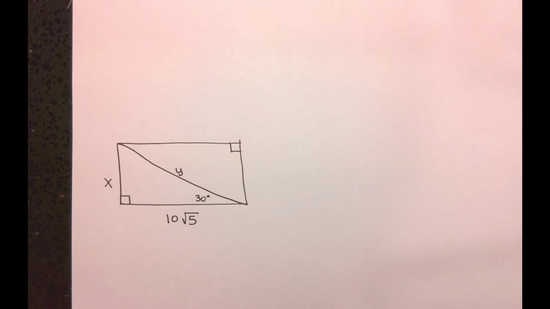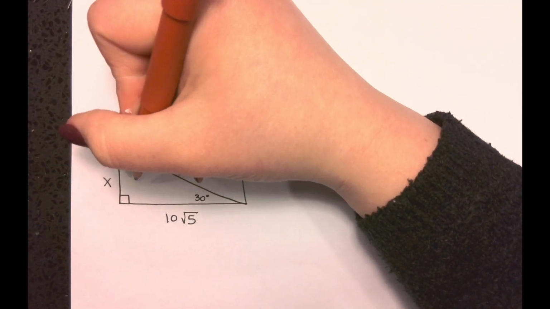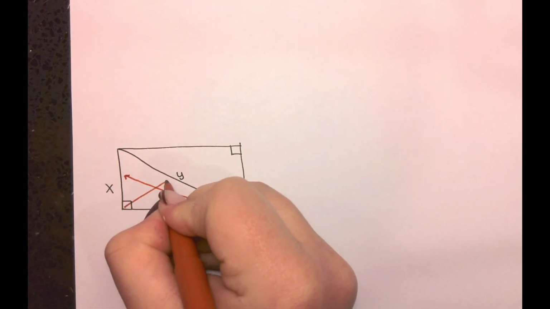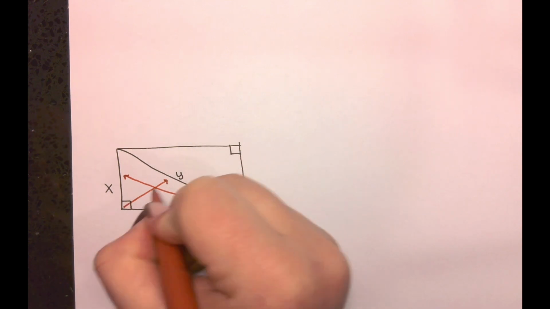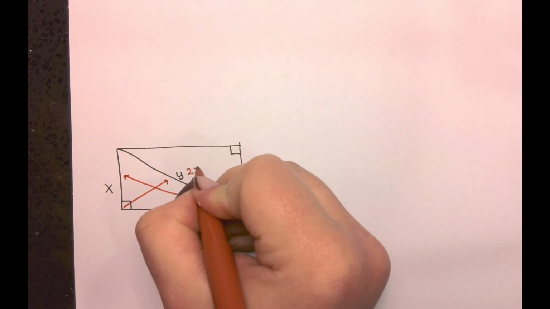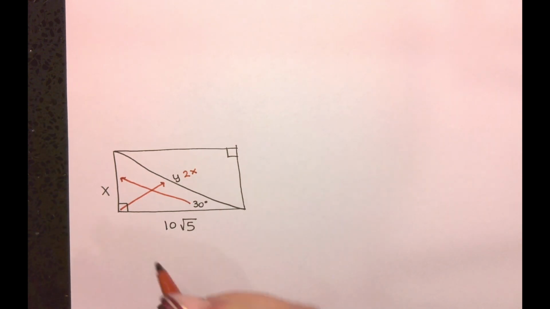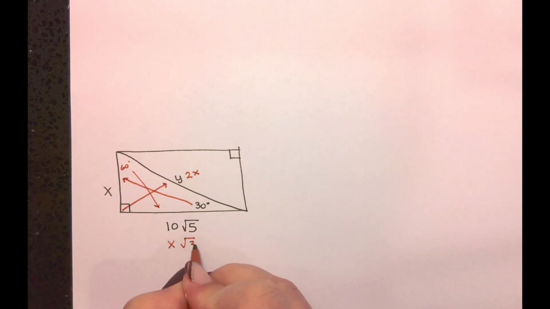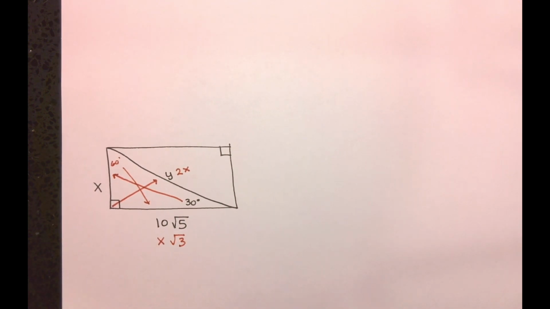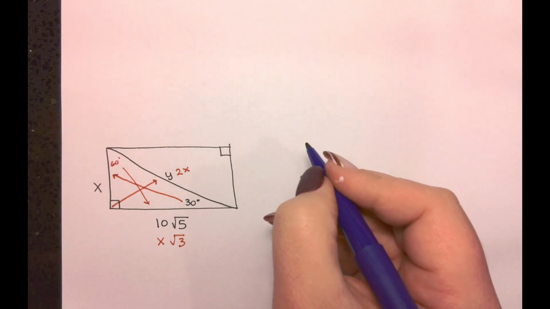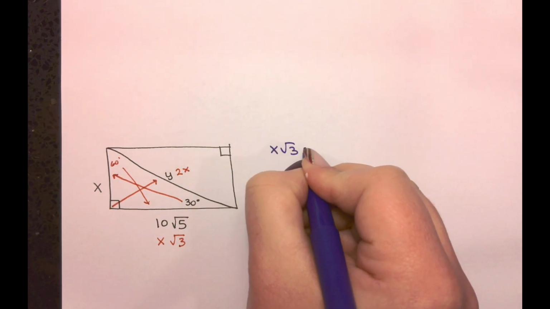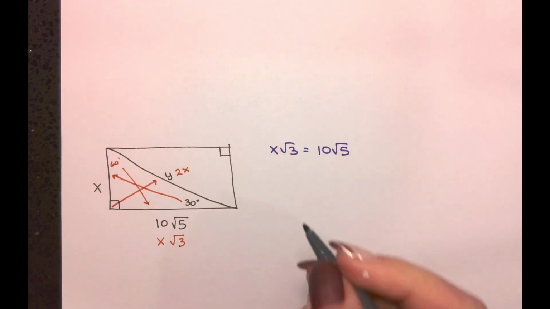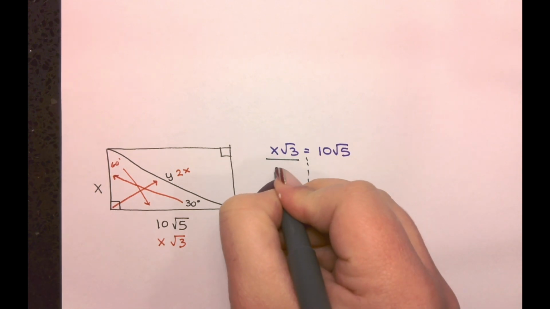Last example, beautiful people, find your 30 degrees. 30 degrees is here. Across the street from 30 degrees is x. Across the street from 90 is your 2x. And across the street from 60 is your x root 3. Set up your mini equations. We got x root 3 is equal to 10 root 5. Don't let that scare you. You're going to be okay. Divide by your square root of 3.